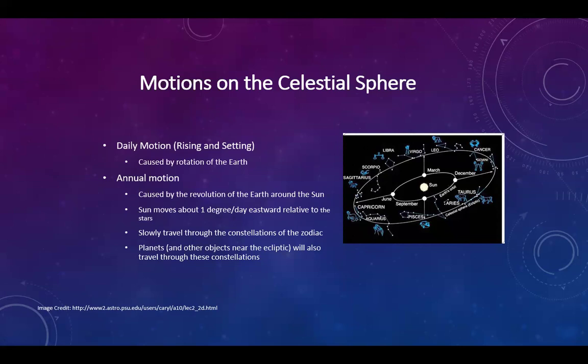The annual motion is caused by the motion of the Earth around the sun, revolution of the Earth around the sun. So the sun will move about 1 degree per day eastward relative to the stars, and will slowly travel along the ecliptic through the various constellations of the zodiac. So that's where the zodiac signs come through. And planets and other objects near the ecliptic will also travel through these constellations.